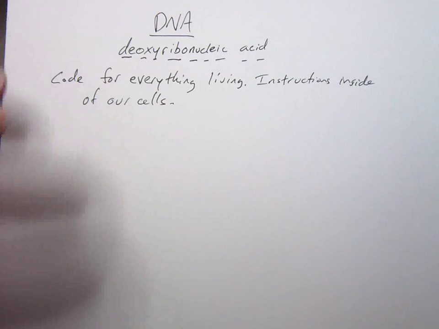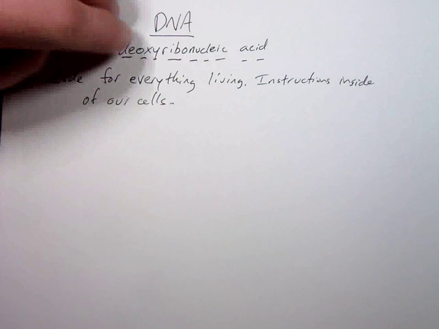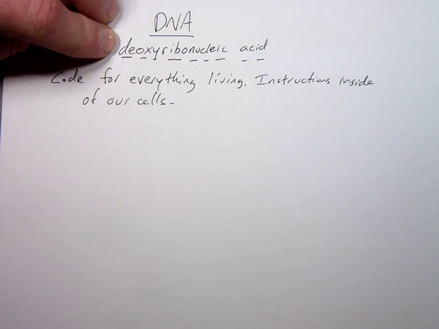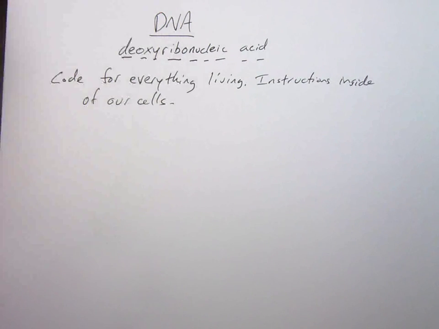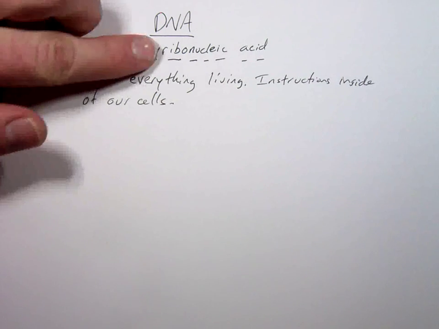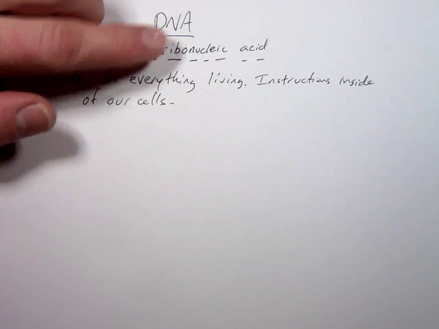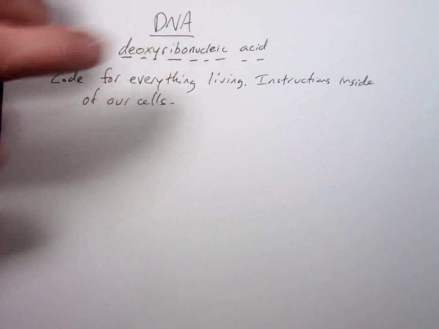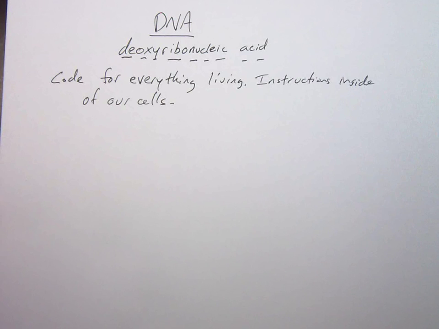It is a nucleic acid. Deoxy, that whole introduction part, just means that there's an oxygen missing off of one little corner, so they had to say that. Ribo is a type of sugar, and then nucleic acid. It's an acid because in solution it gets rid of hydrogen ions, and that's what an acid is: something that puts off hydrogen ions.